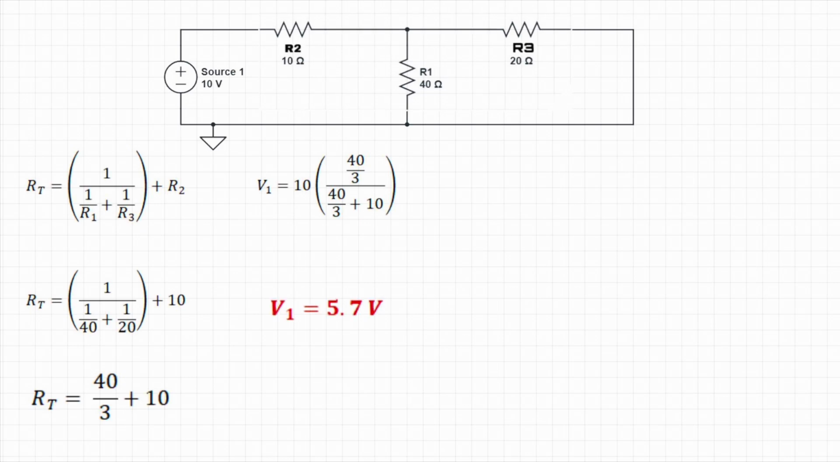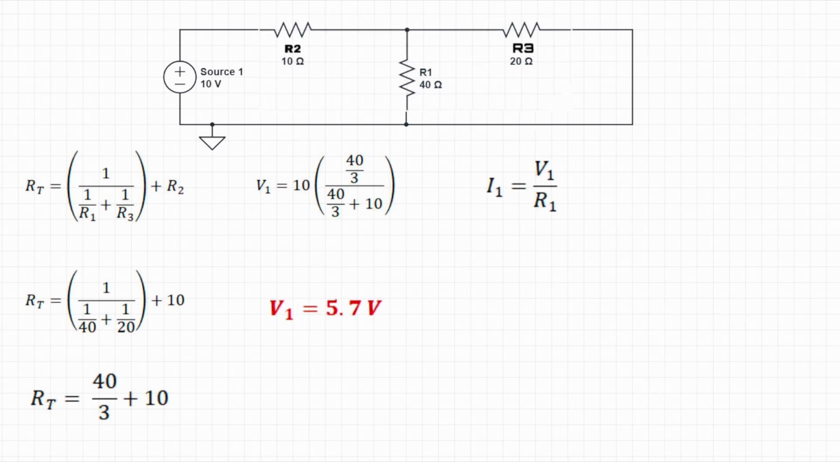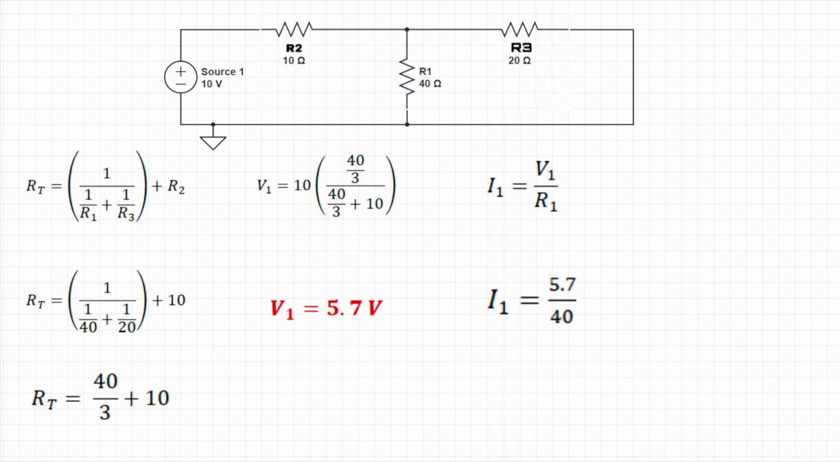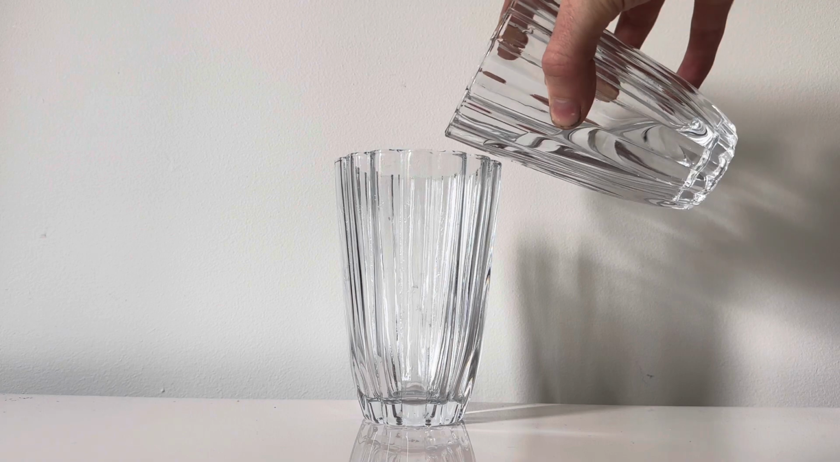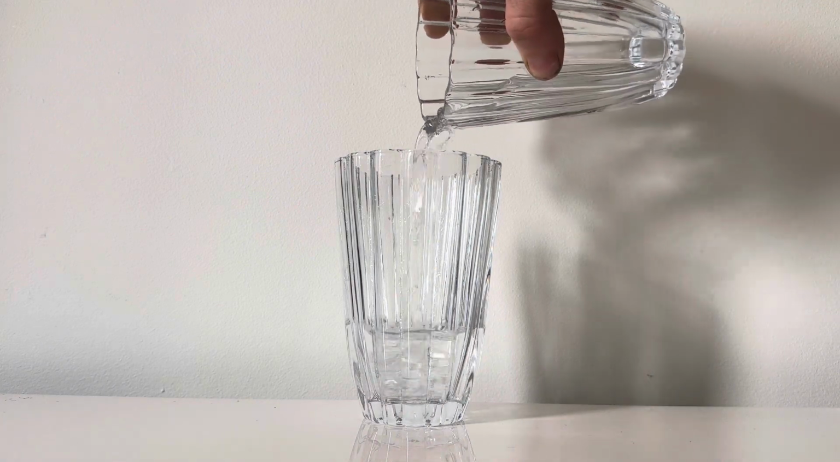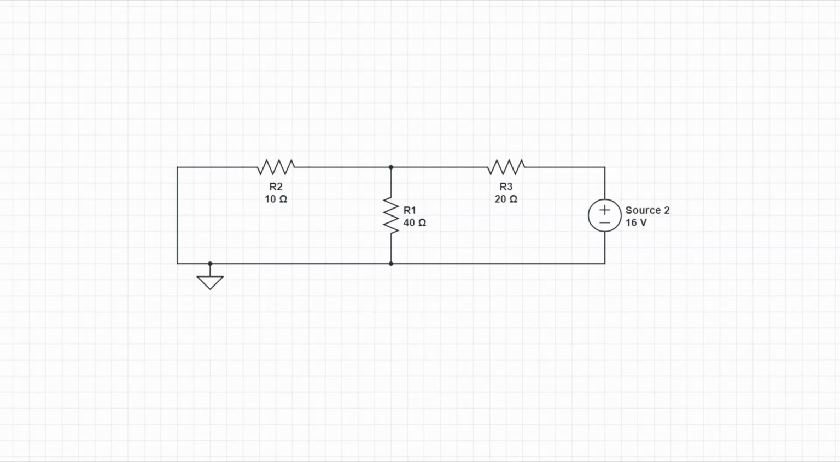This equates to 5.7 volts. We can then use Ohm's law to find that the current through R1 is equal to 0.143 amps. Imagine this as the water supplied by the first glass. Now, we can do the same for source 2.